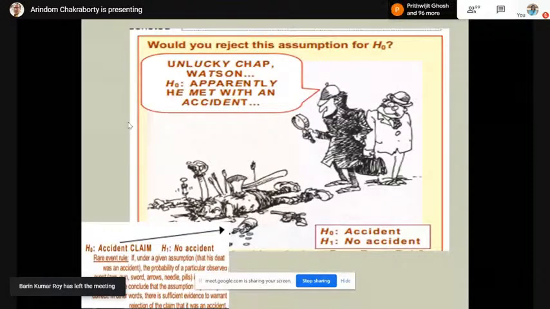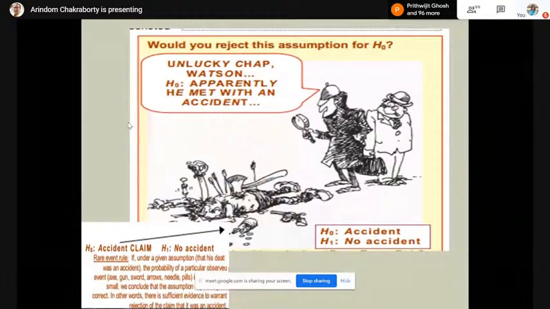If your p-value is very small, that means there is a high chance that the null hypothesis, the hypothesis you are claiming, is not correct. So a small p-value means that your null hypothesis is not correct. This is one perfect example of rejection of the null hypothesis.